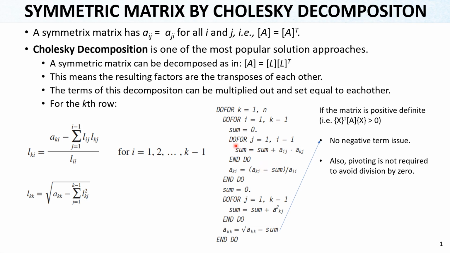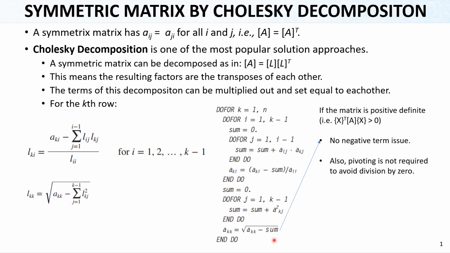And here is another for loop for j, from 1 to i minus 1. In here we obtain a_ki as a_ki minus the summation, divided by a_ii. This is basically this equation here. And we will finish this for loop. For this one, we will also have another for loop to get this summation. From there, we will have this value here. You can see a_kk and l_kj is the summation. This sum is this value.